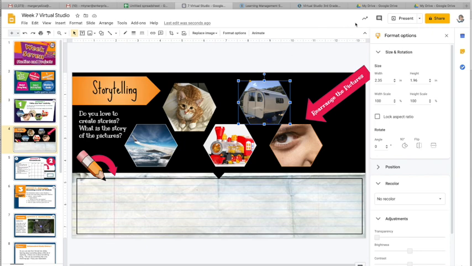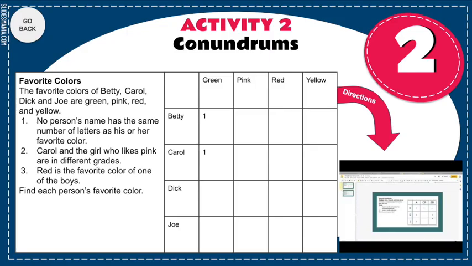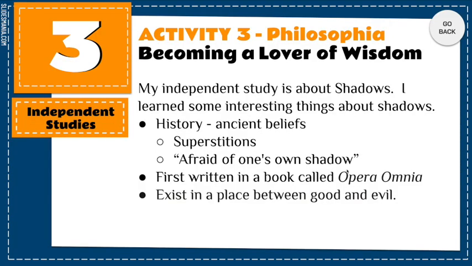And next, let me put it back on present. Next is our, oh, I forgot to say, right here is where you can write your story, or you can record your story and put in a recording. Here is our conundrum. I have a video here explaining that. Then our next part is for our philosophia.